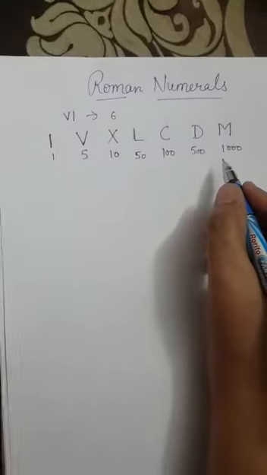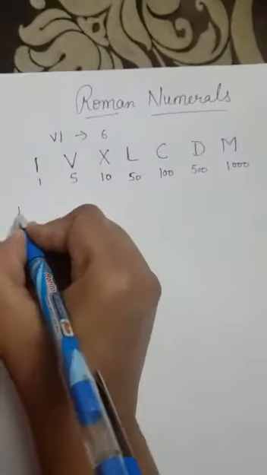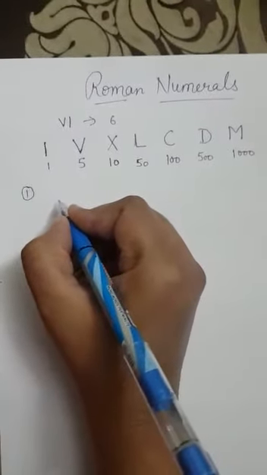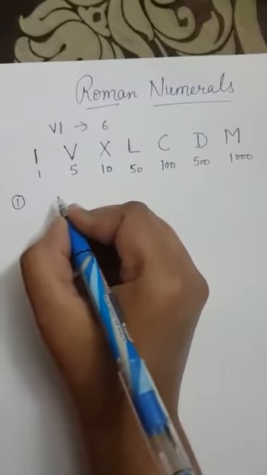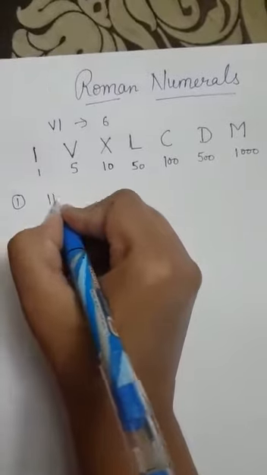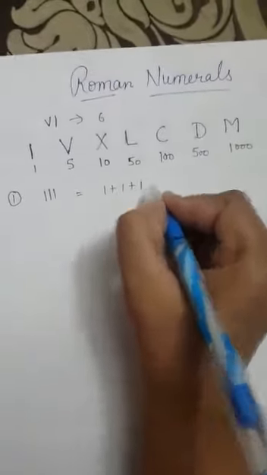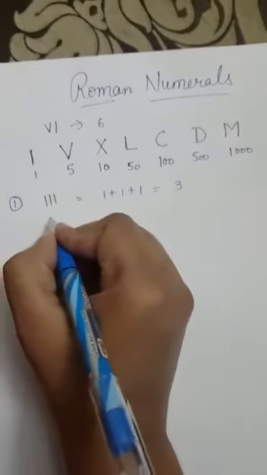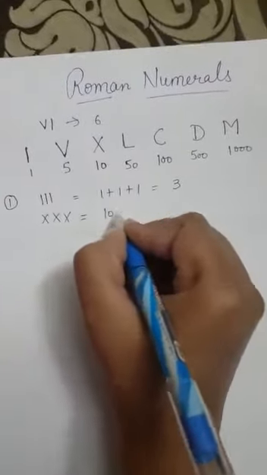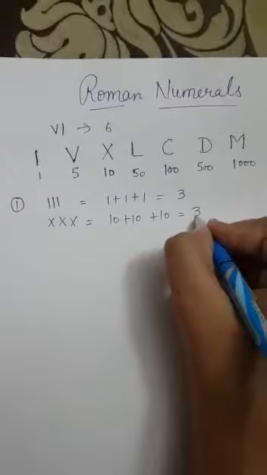The first rule was, if you are going to repeat any symbol, that means addition. If you write III, that means 1 plus 1 plus 1, that is 3. If you write XXX, that means 10 plus 10 plus 10, that is 30.